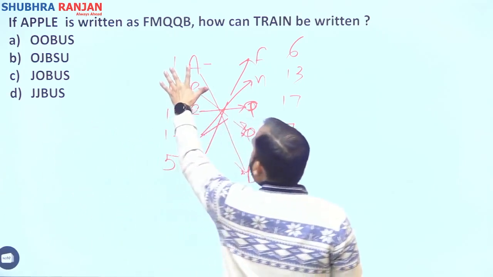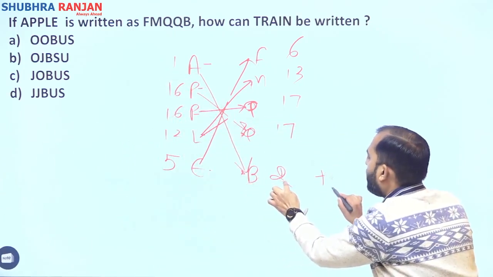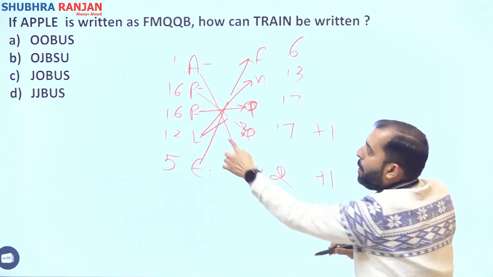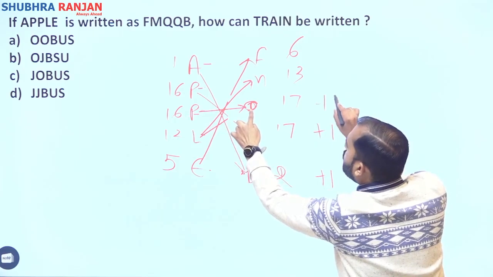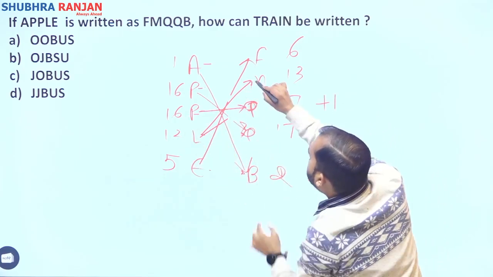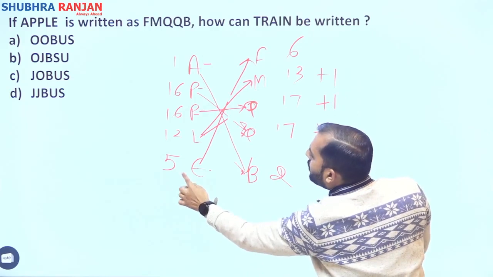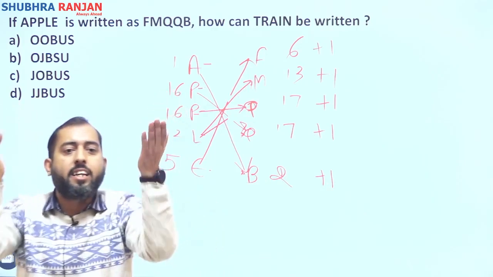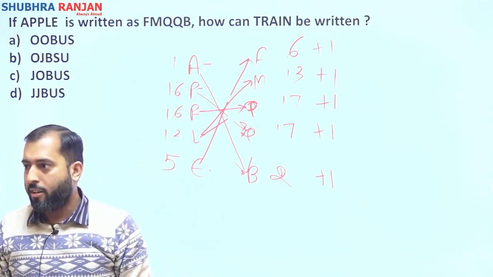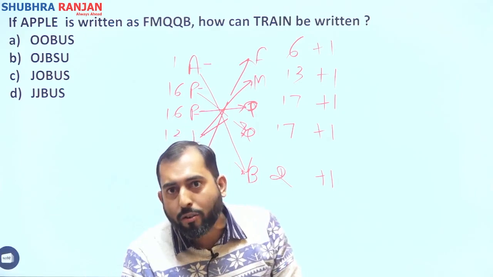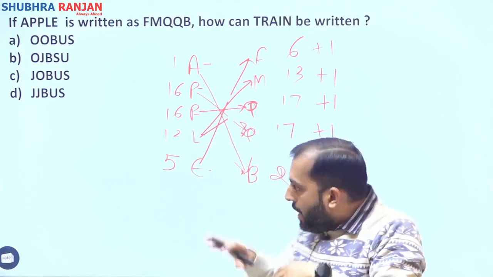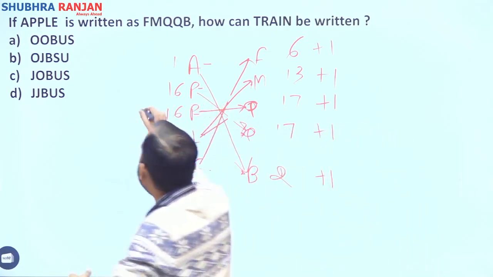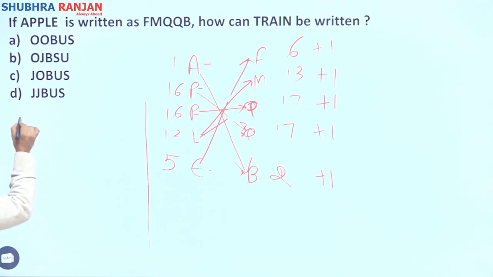So see, A is 1, B is 2, plus 1. P is 16, Q is 17, plus 1. Diagonally, P is 16, Q is 17, plus 1. L is 12, M is 13, plus 1. E is 5, F is 6, plus 1. Plus 1 is going on diagonally, not one to one. Got it? Now, it could be one of the patterns. We have to justify it by applying this to the question as well. Train.